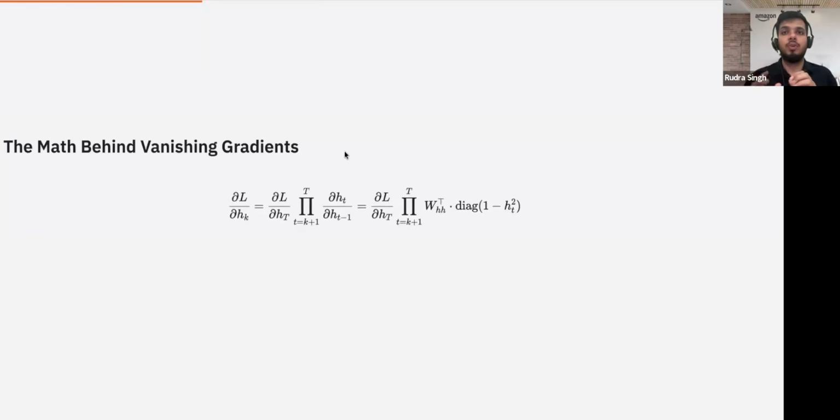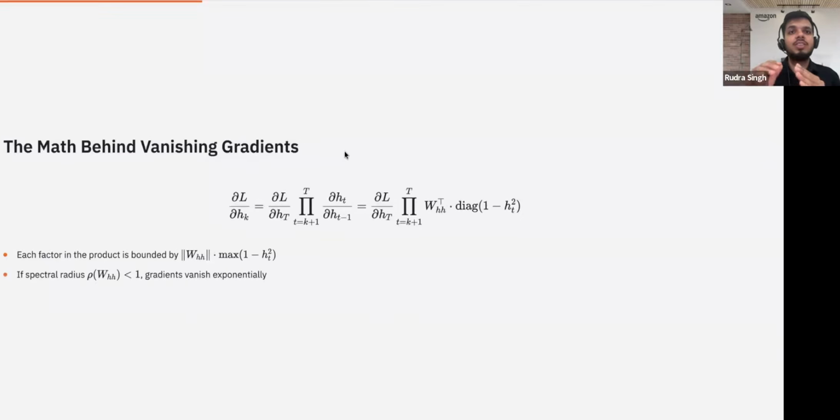Here's what is actually happening under the hood. The gradient flowing from step T all the way back to step k is a product of terms, one per time step. Each term is W_hh transpose times the tanh derivative at that time step. So you are multiplying these together across every single step in between. The key is the largest eigenvalue of W_hh, what's called the spectral radius. If that's less than 1, every multiplication shrinks the gradient. Chain enough of these together and you would get somewhere close to 0. If it's greater than 1, the gradient would explode and become almost infinite.